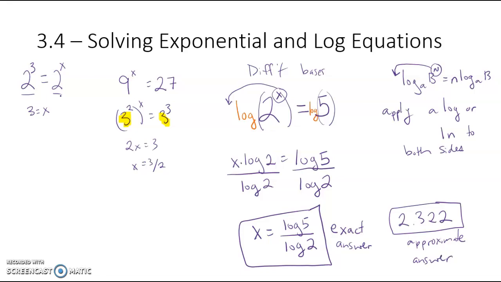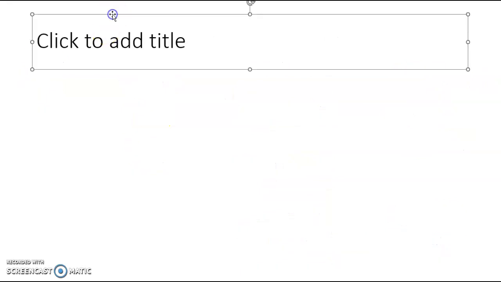Okay. So what happens if I have problems that have variables on both sides? So if I have 3 to the power of, say, 2x is equal to 5 to the power of x plus 1, I want to figure out what I need to do. Again, I have variables on both sides, so I need to bring my variables down. And again, there's no way to make a 3 become a 5 or a 5 become a 3.